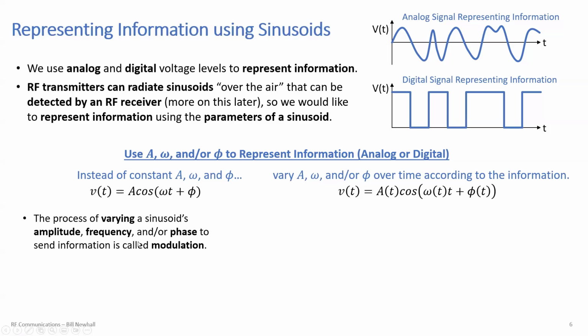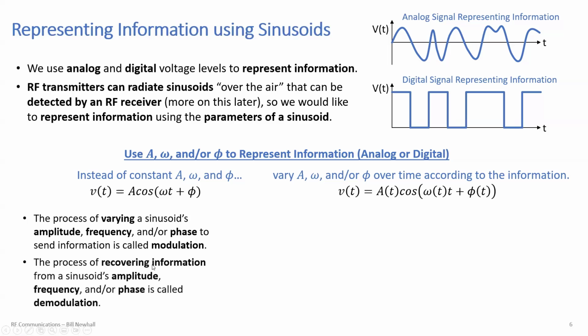So when anyone says modulation with regard to RF systems, they mean you're taking information and changing these characteristics of the sinusoid. You're using that information and encoding it on the sinusoid's amplitude, frequency, and/or phase. That's what modulation is. It means disturbing those values in a way that conveys information. And when you have a receiver, the process of recovering the information from the sinusoid's amplitude, frequency, and/or phase is called demodulation. You have a sinusoid with encoded information on it, you want to get that information out. That's called demodulation.